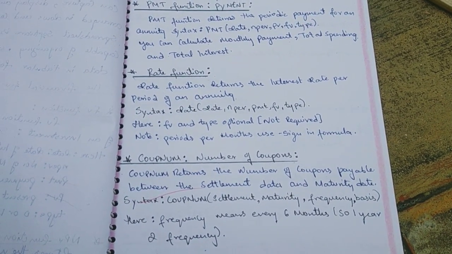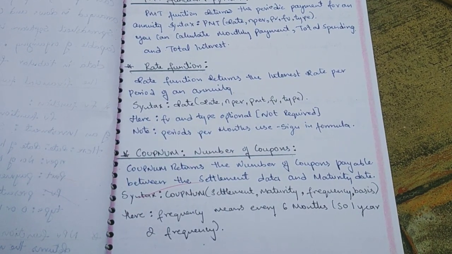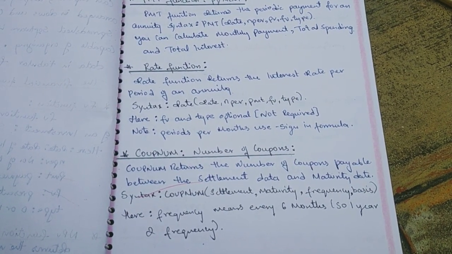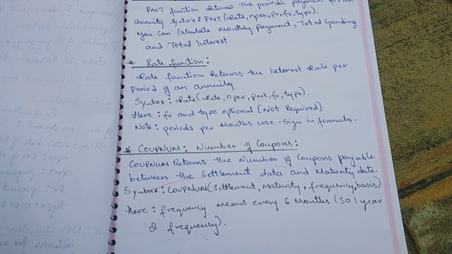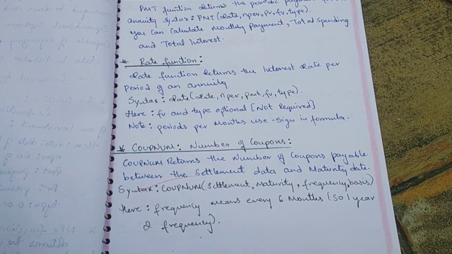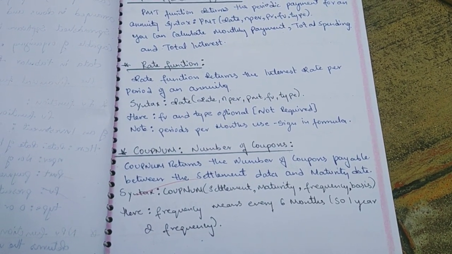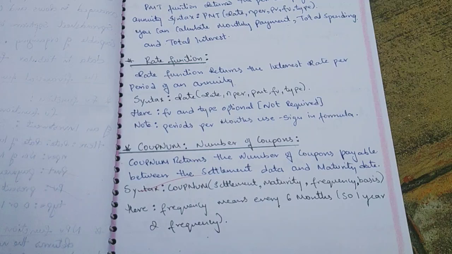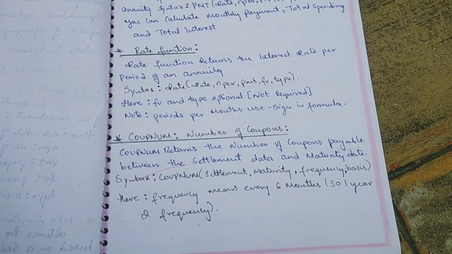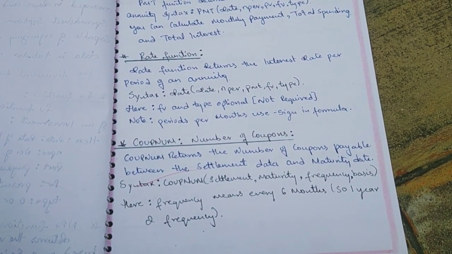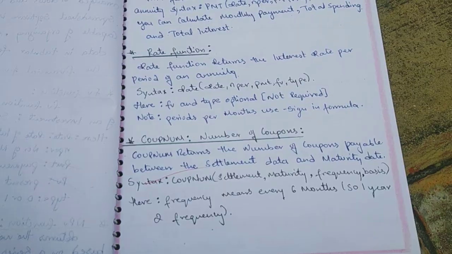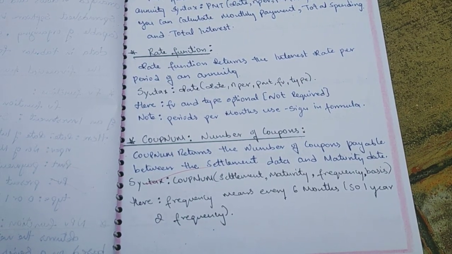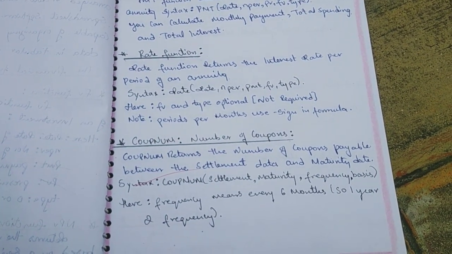Coupon numbers returns the number of coupons payable between the settlement date and the maturity date. Coupon, open bracket, settlement, maturity, frequency, basis, etc. Frequency means every 6 months. So for 1 year or less than that you can use this for coupon days.